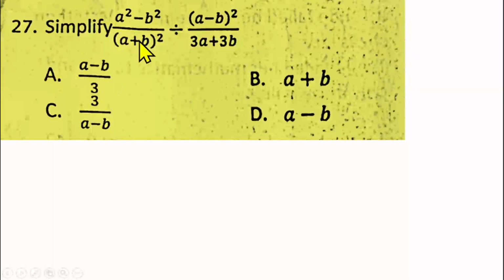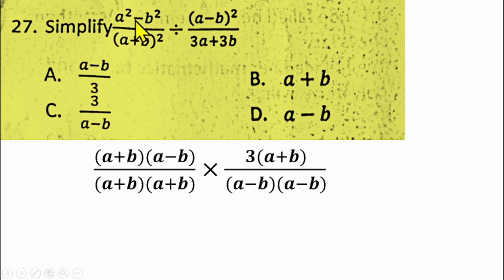Question number 27 is also an algebraic fraction. We are having a squared minus b squared over a plus b squared, divided by a minus b all squared over 3a plus 3b. So how do we do it? This is a difference of two squares, which should give us a plus b, a minus b over a plus b in two places. The numerator is a difference of two squares, and the denominator is a perfect square. So divide, okay, you can change this division to times. So this will go up, this will come down.